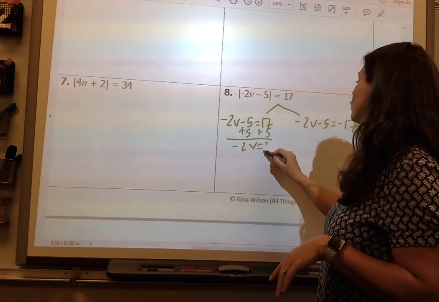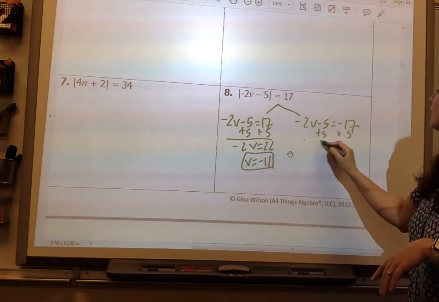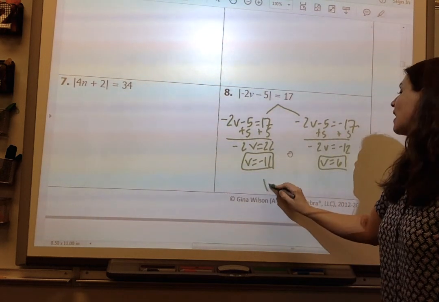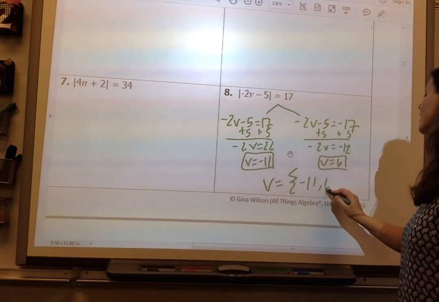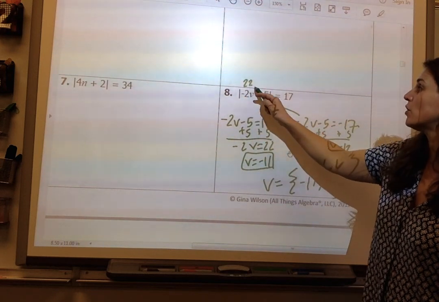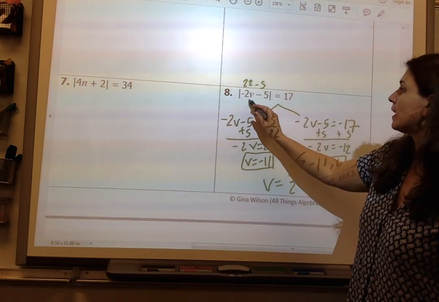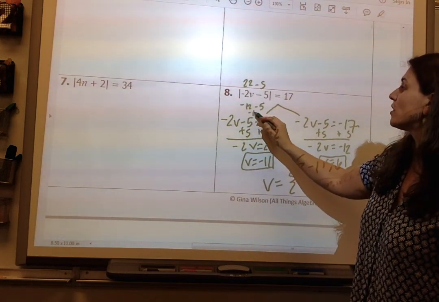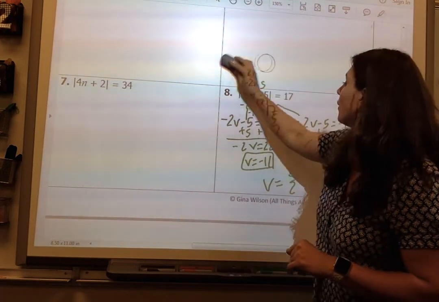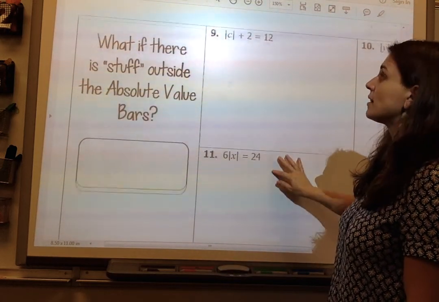Negative 2v equals 22. V equals negative 11. Add 5. Negative 2v equals negative 12. V then equals positive 6. I set as a solution set, least to greatest. And of course, I can check my answer. Negative 11 times negative 2 is positive 22. 22 minus 5 is 17. That checks out. If I plug in 6 here, I get negative 12 minus 5, which is negative 17, and the absolute value of negative 17 is 17. That checks out.